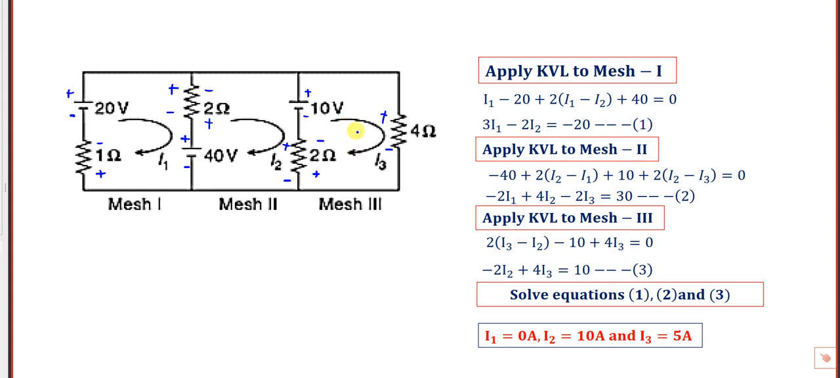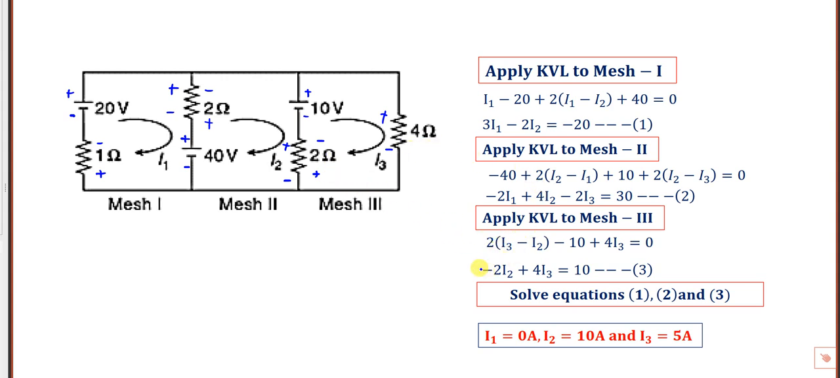Apply KVL for mesh 3. In the mesh 3, start from 2. So again, this mesh 3 current we are writing clockwise, from plus to minus only, always current. So 2, again opposite current is I2 here. So 2 into I3 minus I2, this is minus to plus. So minus 10, okay, minus 10. 4 only I3, because it is at the edge. It is not between two meshes. So only current flowing in 4 ohms is I3. 4I3 is equal to 0.